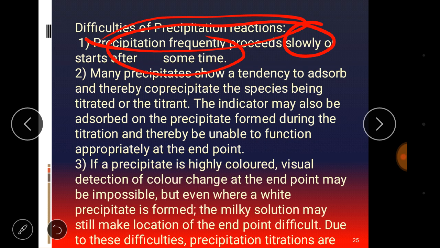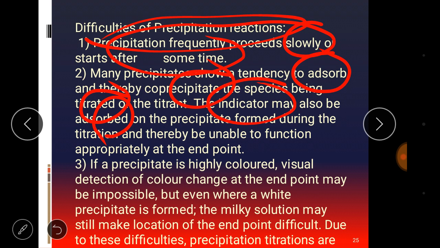Here, many precipitates show a tendency to adsorb. That means they can form co-precipitates with the titrant which is added to the analyte. Also, some of the indicators may adsorb on the precipitate which is formed during the precipitation titration. So these co-precipitations make it unable to find the endpoint in those precipitation titrations.